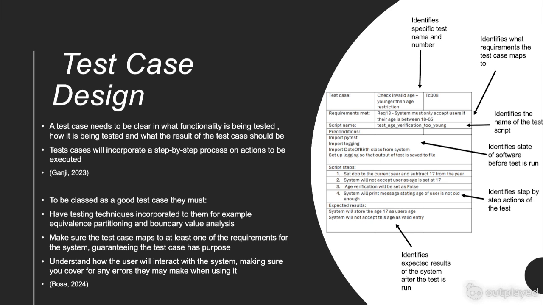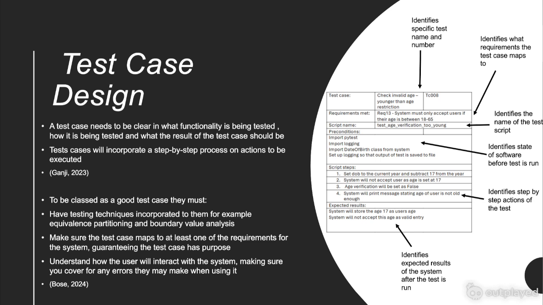Having testing techniques incorporated into them, for example, equivalence partitioning, which is when you partition valid and invalid data, so I don't have to run multiple test cases. For example, the system can only allow users from the age of 18 to 65, therefore we only had to test 17 and 66, not 90, 80, 70. And boundary value analysis was used to target the boundaries specifically, as a lot of errors can occur here. For example, the 18 to 65 values.